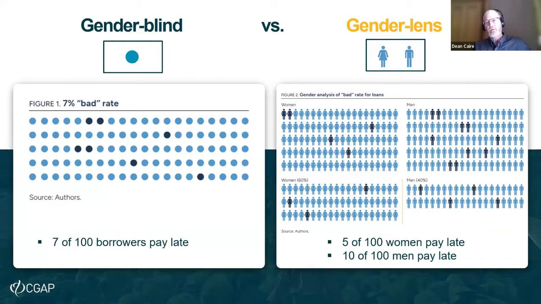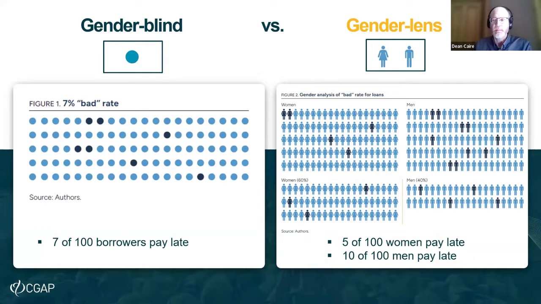So if gender is the only characteristic you look at, and you divide your data up, knowing, as we just saw, if we look at the panels in figure 2 on the right-hand side there, we know that when 100 women come in, it's only going to be 5 of them that we expect to be late.